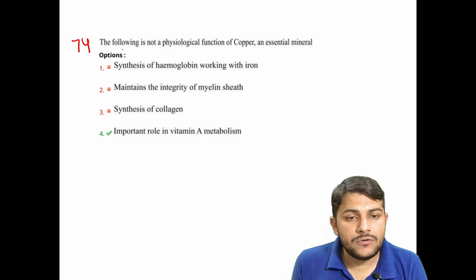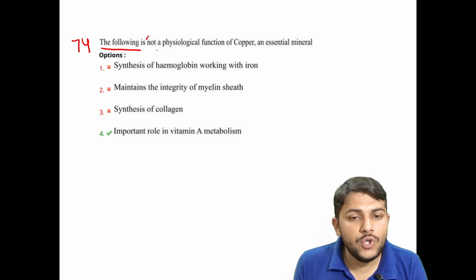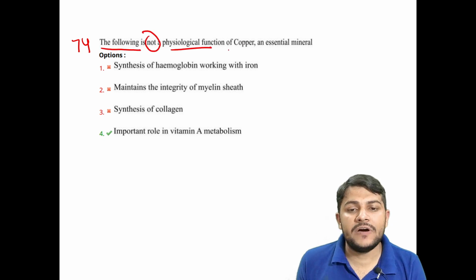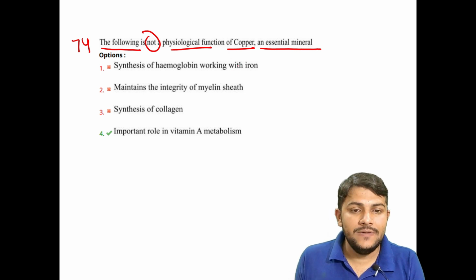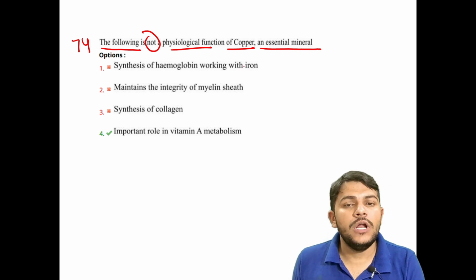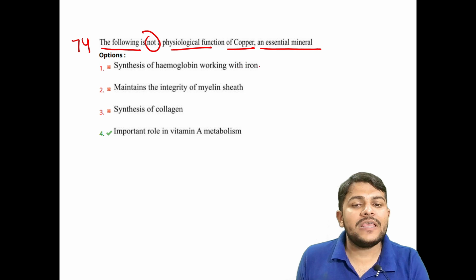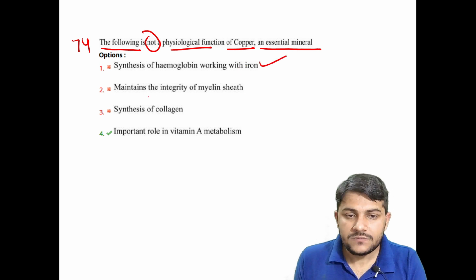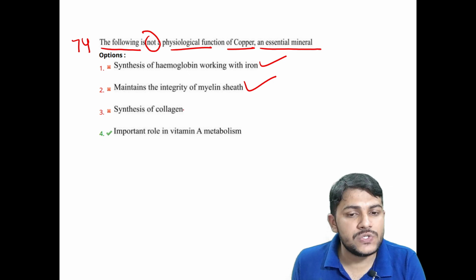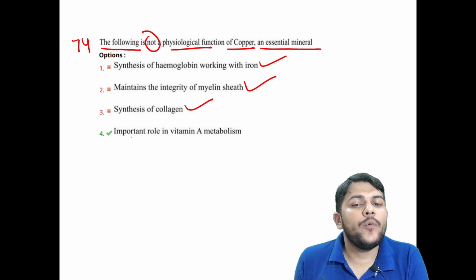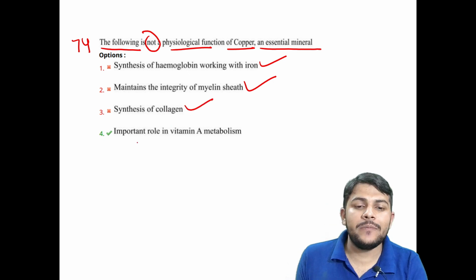Just you have to find out which of the following is not a physiological function of copper as an essential mineral. So copper basically has a role in hemoglobin, working with iron in the synthesis, maintaining the integrity of the myelin sheath of neurons, and helping in the synthesis of collagen fiber, but copper doesn't have any role with vitamin A.